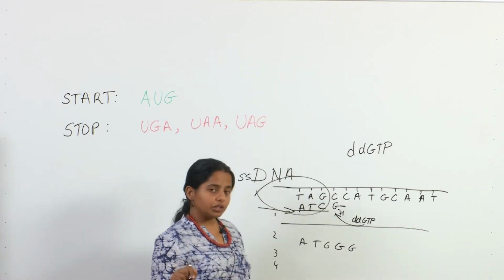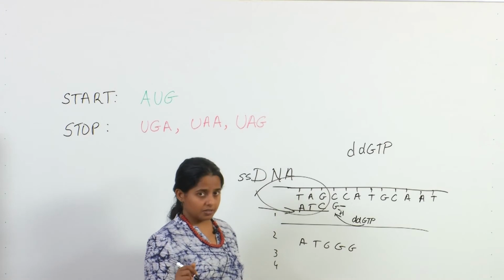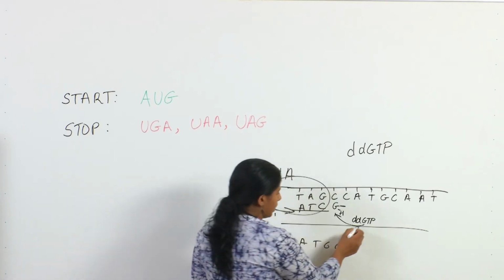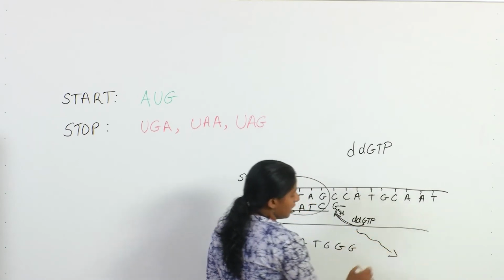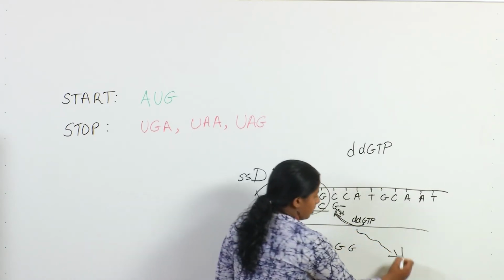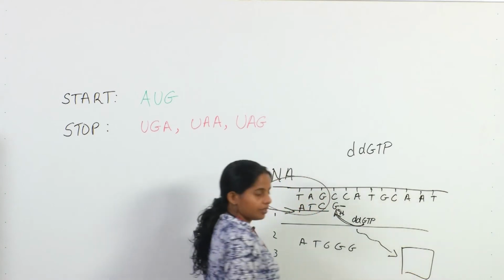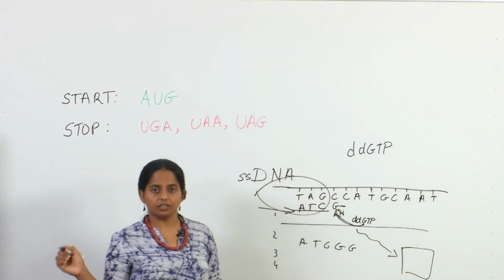But now we don't use radioactive material anymore, we use fluorescence instead. So every time some dideoxy nucleotide comes and attaches to it, a fluorescent signal is released, and this is read by our detector. So the detector then tells us A, T, G, C and so on and so forth.